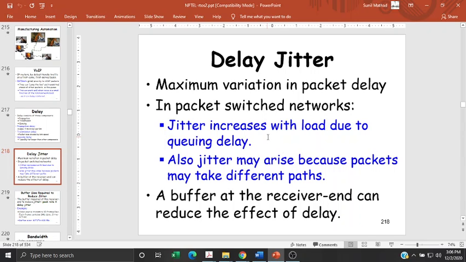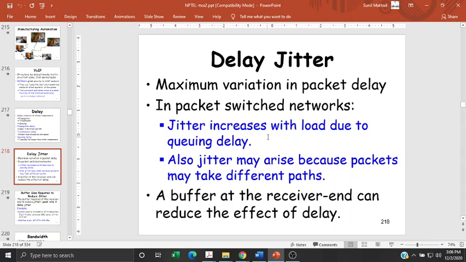Packets may take different paths. So how you reach the other end may vary because you are traveling through a virtual network. It is not a circuit switched network, it is a packet switched network, and every packet travels differently. So the destination is the same, but the path is different, and hence the arrival times or exit times are different, and hence they add to jitter as such.